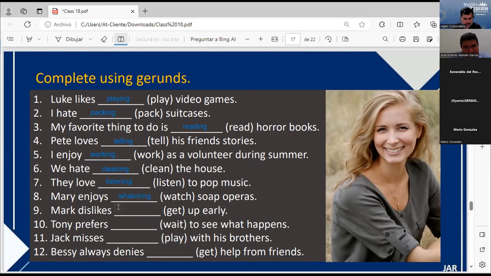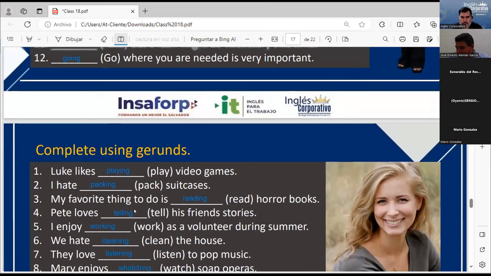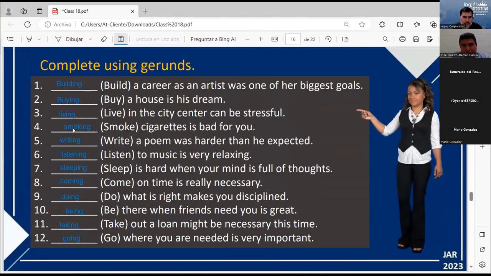Watching, reading, writing, lighting, a smoke teacher, smoking. Smoke. Yes. Now it's time to read the sentence, the complete sentence.